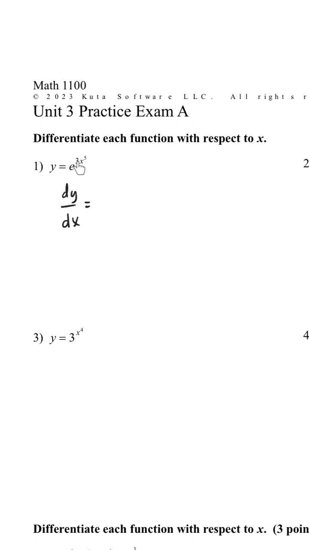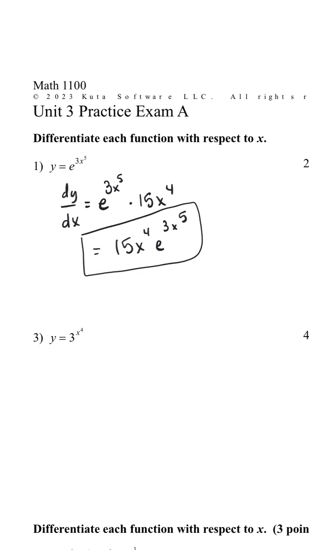The derivative of e to the u is e to the u times u prime. So the derivative is e to the u times u prime. So u prime would be the derivative of this, which is 15x to the fourth. So we get 15x to the fourth multiplied by e to the power of 3x to the fifth.